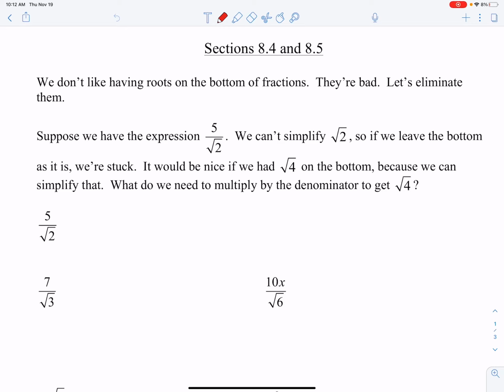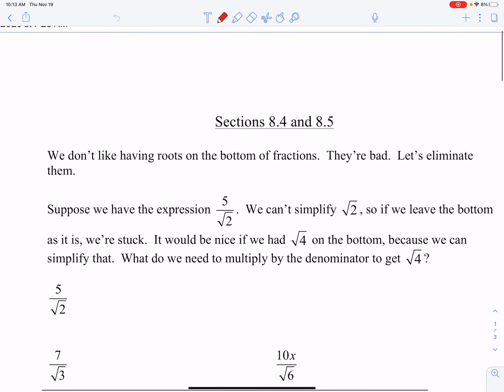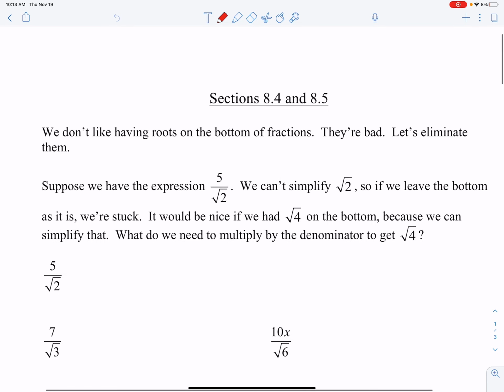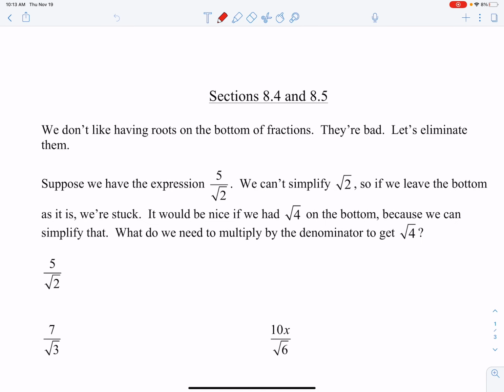In section 8.4 and section 8.5, we're going to work on simplifying certain expressions that contain roots on the bottom of fractions. When you think of fractions like, say, 3 over 6, that's not considered to be simplified because you can reduce it to lowest terms and get 1/2. In the same way, fractions that have square roots on the bottom are considered to be not simplified.